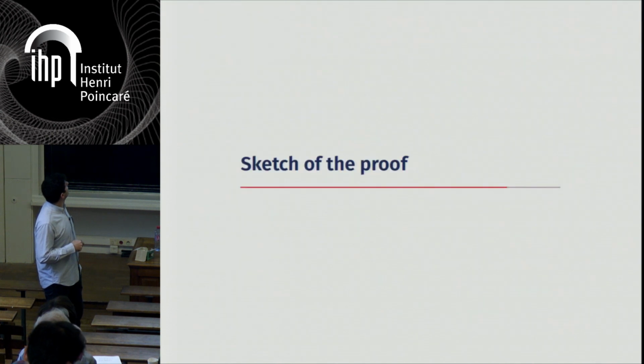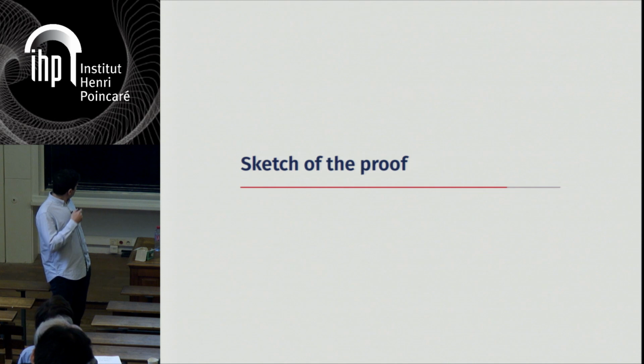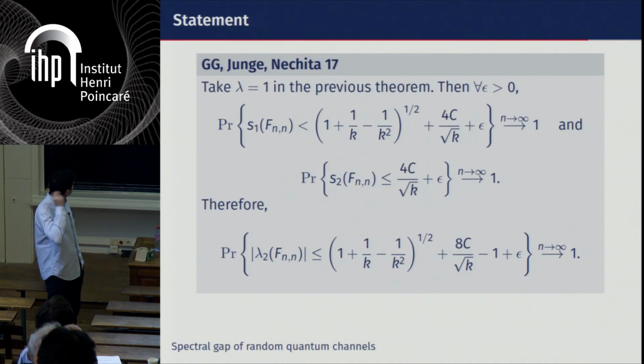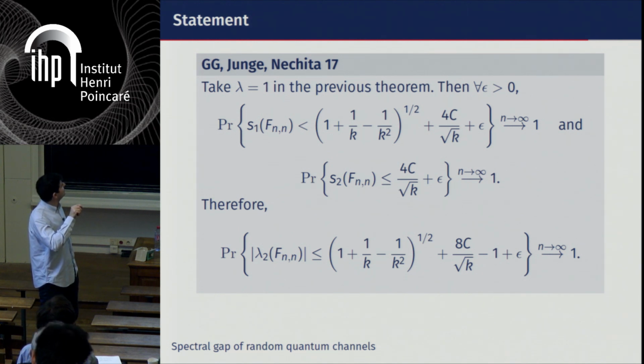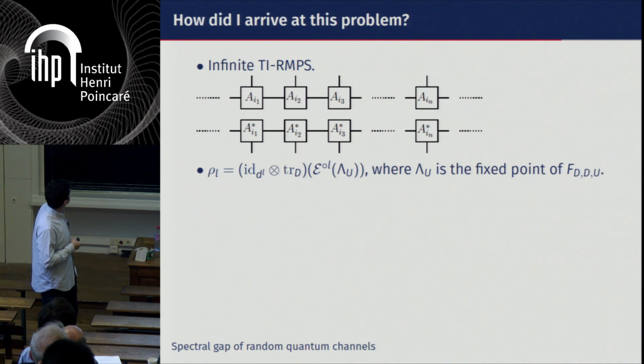Okay, so let me sketch a bit of the proof. Let me recall the result. We had the first singular value that was some quantity that appears also in the, sorry, there is no lower bound here. Maybe I should have copied it. It's the case lambda equals 1, the one I copied. Sorry, maybe I can go back.